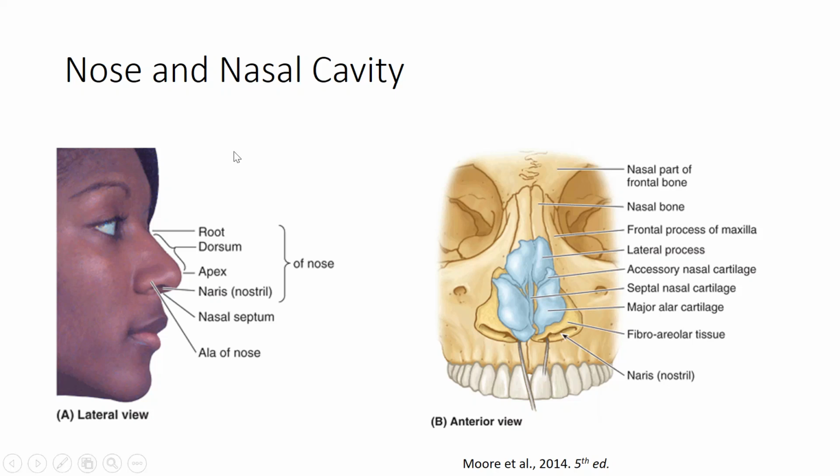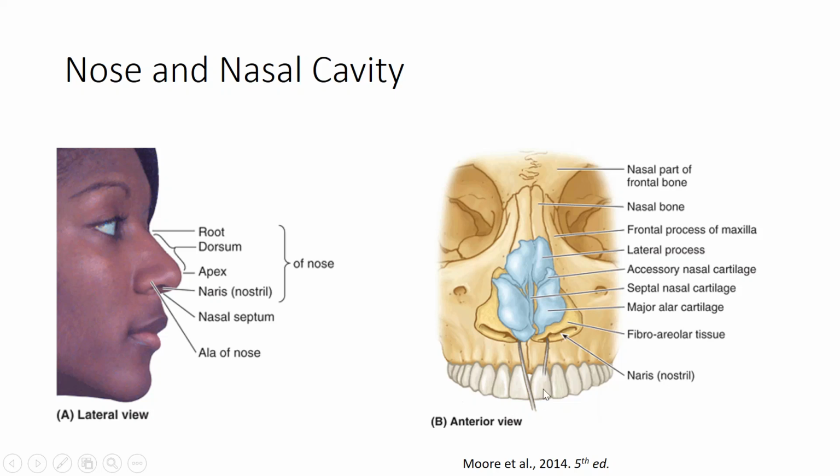It includes the external nose and the nasal cavity. So the external nose is the visible portion that projects from the face. It's mainly cartilaginous, and then the supporting skeleton of the nose is composed of a part that has bones and the hyaline cartilage.